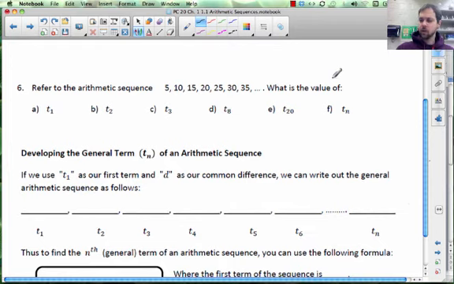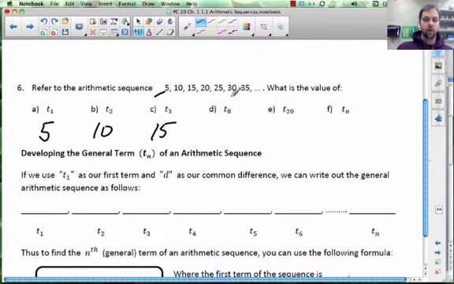So, number 6, refer to this arithmetic sequence. 5, 10, 15, 20, 25, 30, 35. Okay, this is a fairly straightforward sequence. What is the value of all of these things? T1, that is the first term always. First term is 5 right there. T2, second term, 10. T3, third term, 15. T8, 1, 2, 3, 4, 5, 6, 7.